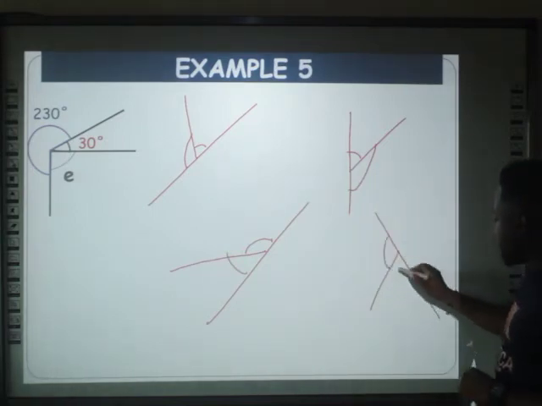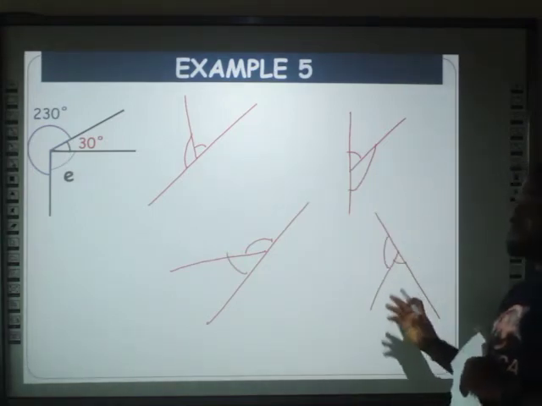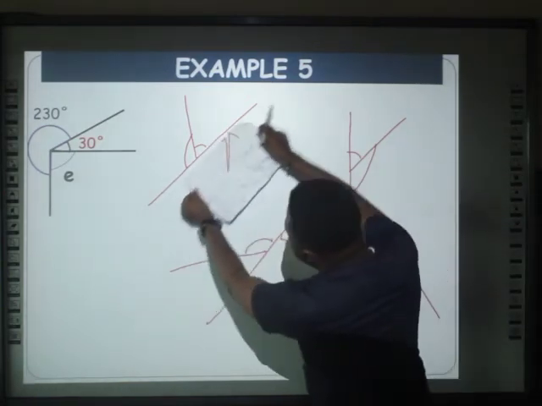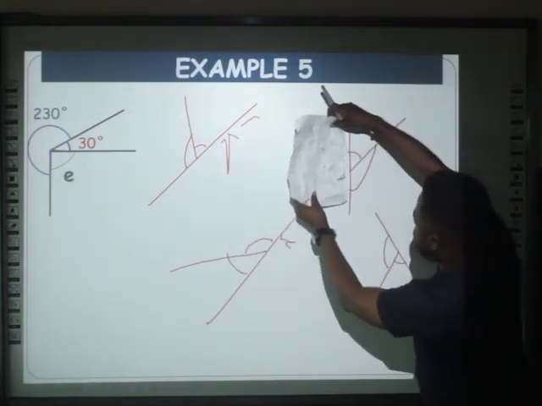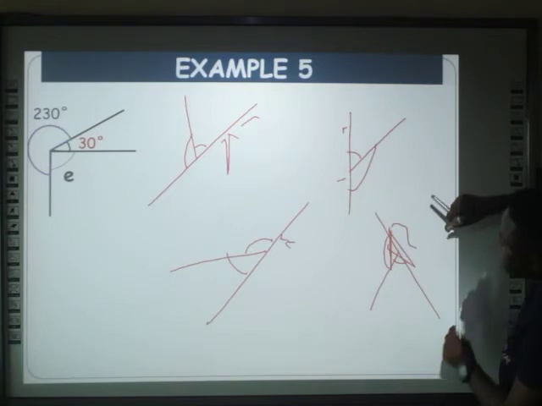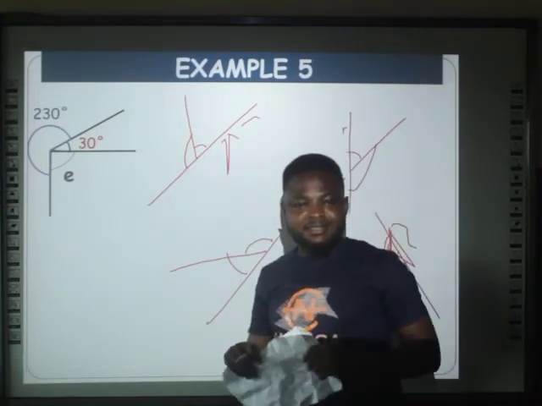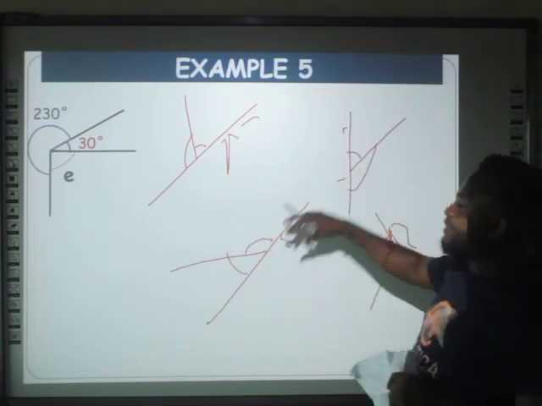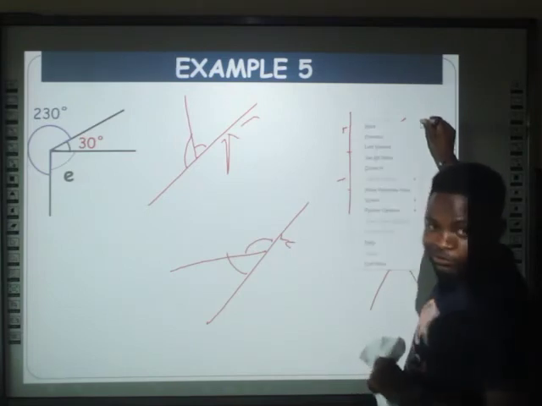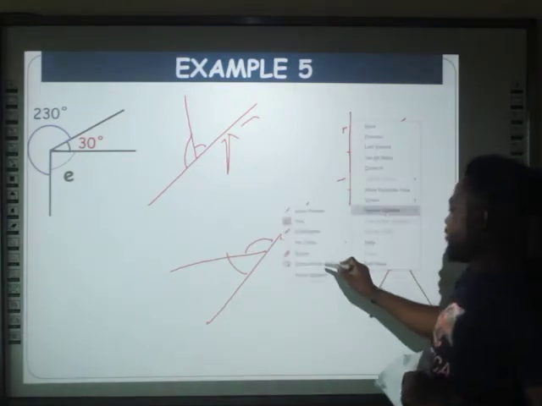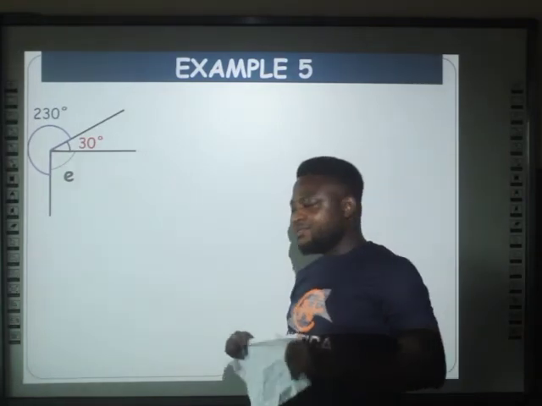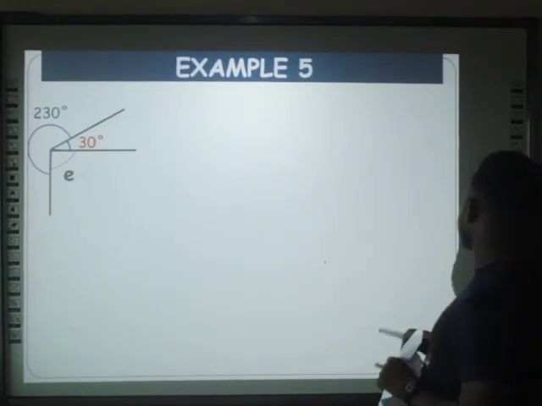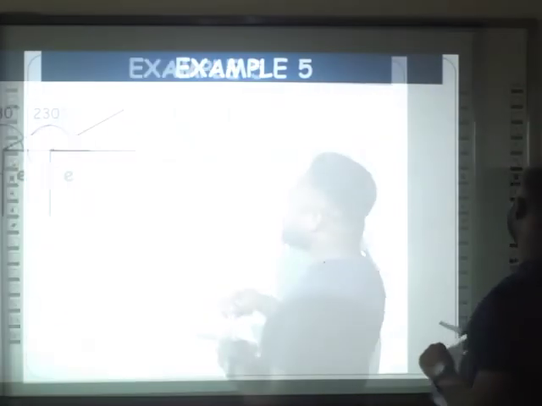Even if you decide to change the orientation of those lines, this is a straight line, this is a straight line, this is another straight line. Everything will always add up to 180 degrees. So anytime you come across a question like this, try as much as possible to apply the angle rule: the sum of angles on a straight line will always give you 180 degrees. Now let's look at one more example.